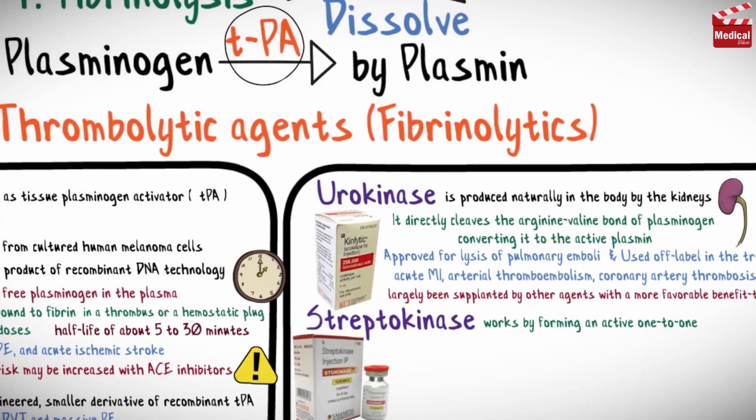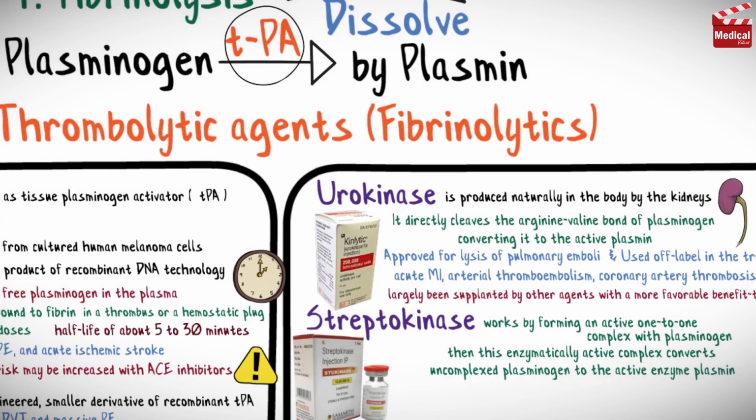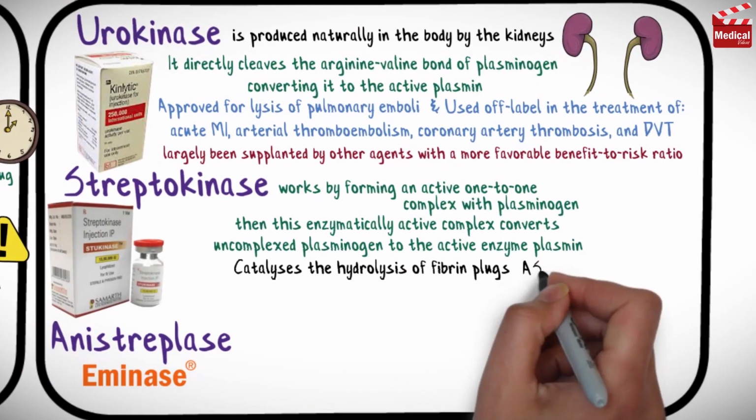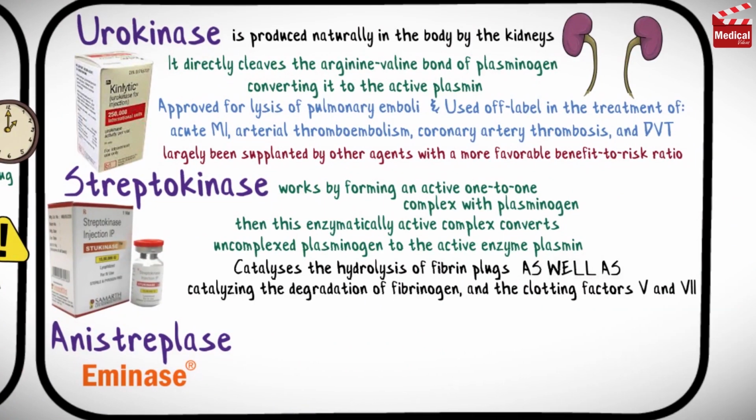Streptokinase works by forming an active 1-to-1 complex with plasminogen. Then this enzymatically active complex converts uncomplexed plasminogen to the active enzyme plasmin. It catalyzes the hydrolysis of fibrin plugs, as well as catalyzing the degradation of fibrinogen, and the clotting factors 5 and 7. Streptokinase is rarely used now, and is no longer available in many markets.